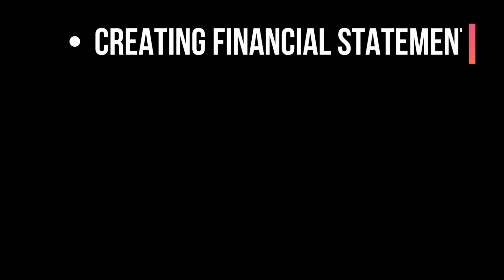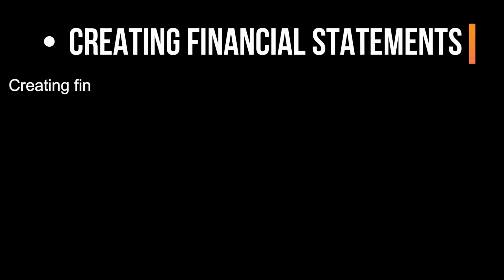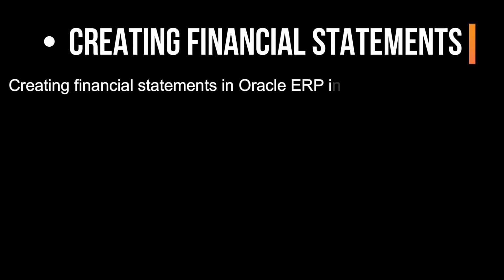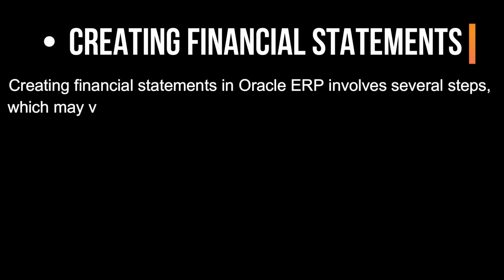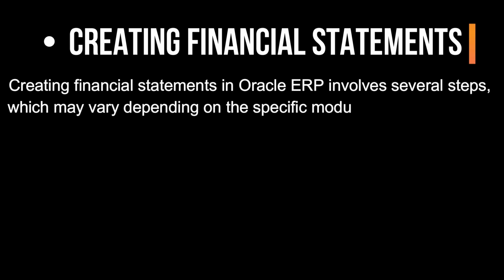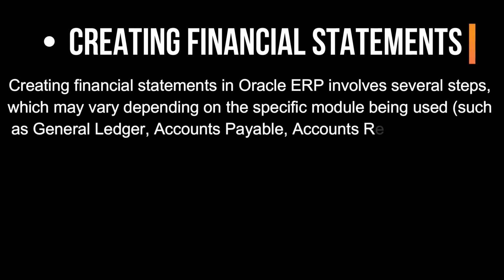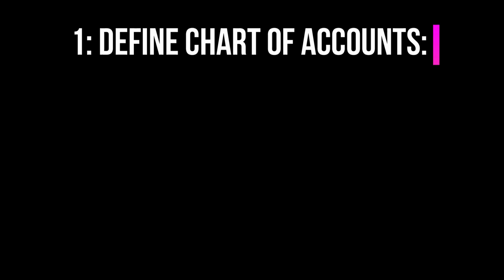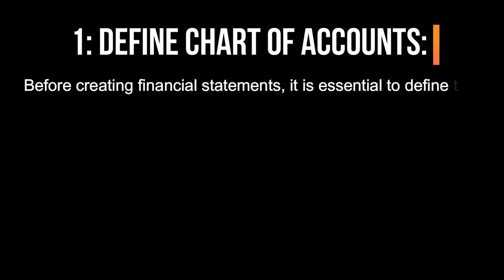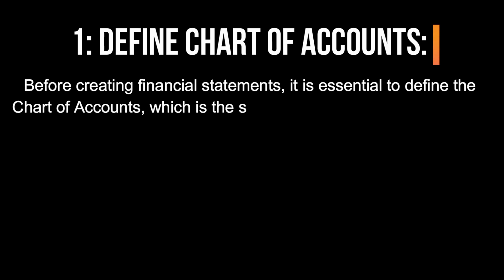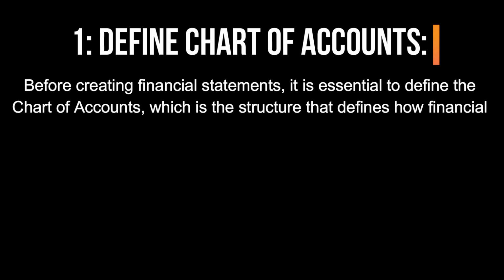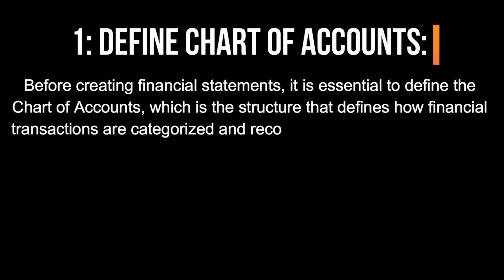Creating financial statements. Creating financial statements in Oracle ERP involves several steps, which may vary depending on the specific module being used, such as General Ledger, Accounts Payable, Accounts Receivable, etc. Here is a general overview of the process. 1. Define chart of accounts. Before creating financial statements, it is essential to define the chart of accounts, which is the structure that defines how financial transactions are categorized and recorded in the ERP system.